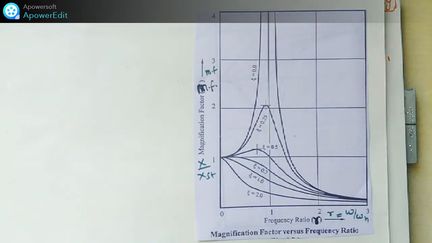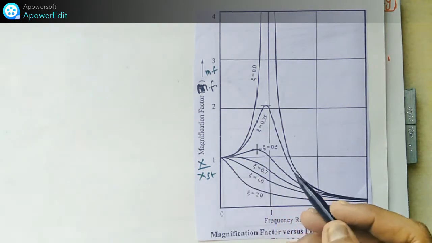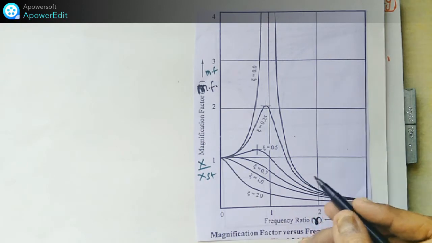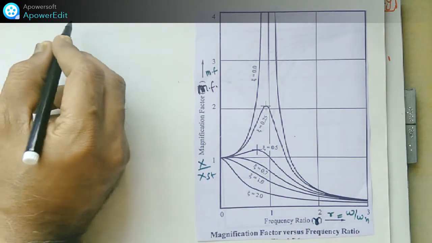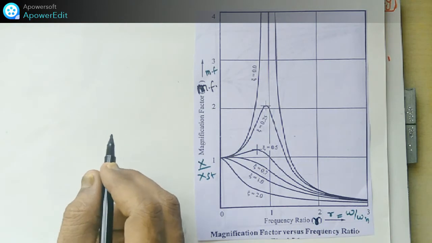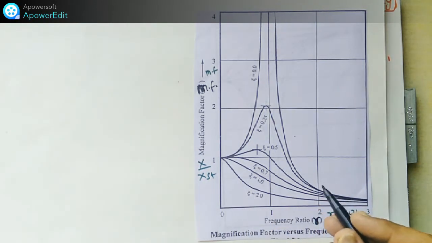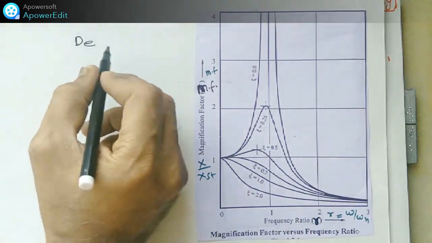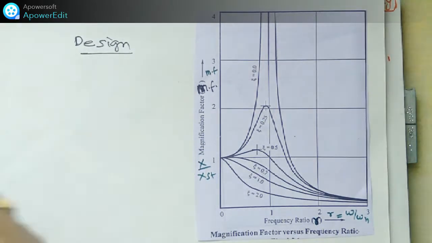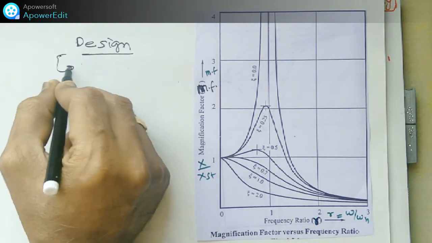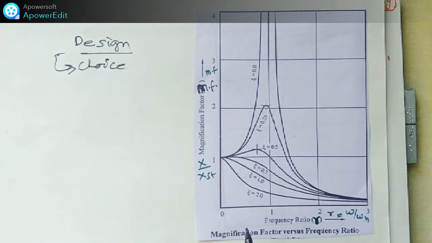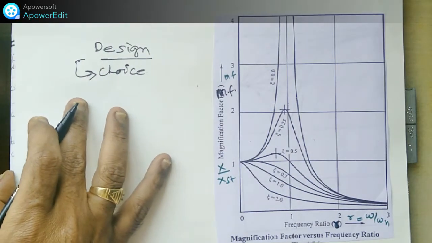This curve has important characteristics. What is the purpose of studying this frequency curve? It will help us design a system of our choice, based on the limits of the vibration response or the amplitude of the vibration. We can decide according to this graph, and by using this graph we can finalize and design it.